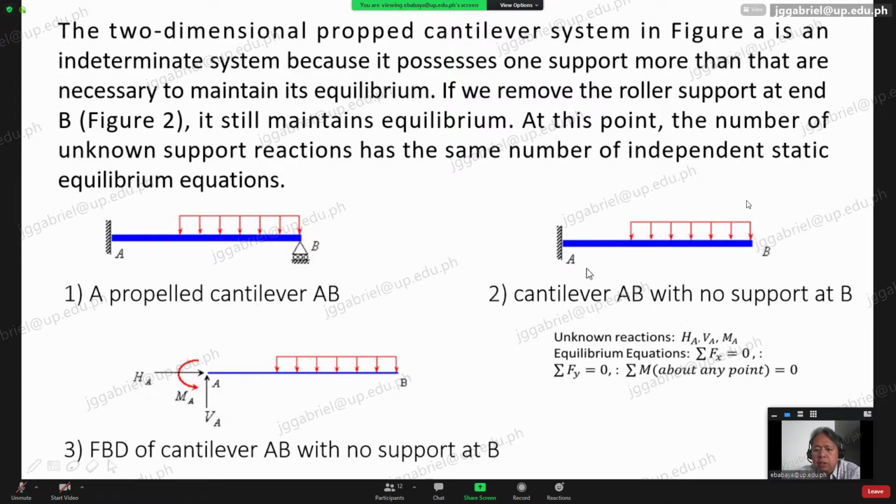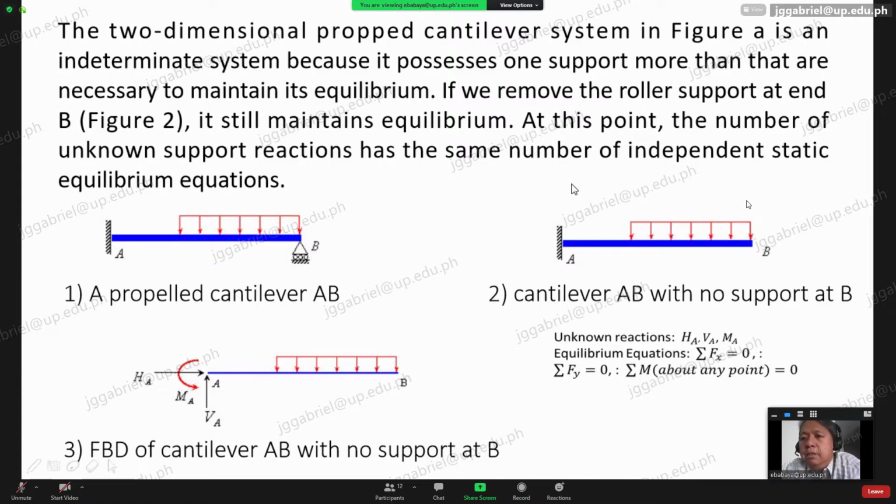Ito yung mga reactions niya. And then these are the available equations of static equilibrium. Summation of forces along the horizontal. Pag x horizontal yan, of course, yung forces along y, vertical. And then summation of moment at any point. Zero lahat. From the very start, we always equate that to zero.